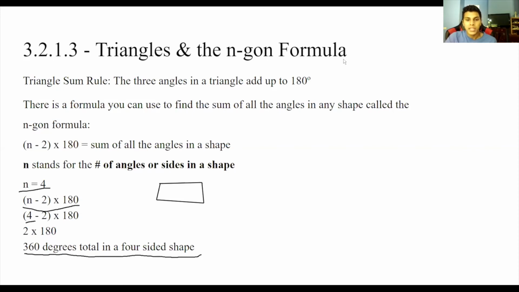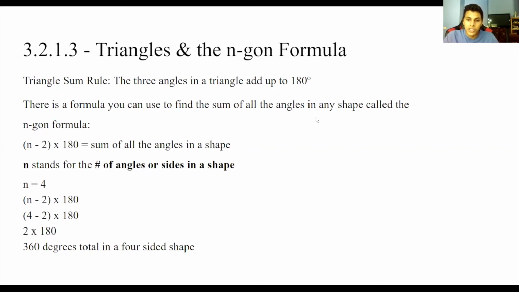Now, I will admit the N-Gon formula is not that easy to remember, but I think it might be a little bit easier to remember and actually understand if I explain why it works. So the reason I taught you about the triangle sum rule before the N-Gon formula is because the N-Gon formula is actually based off the triangle sum rule. And here's how it works.